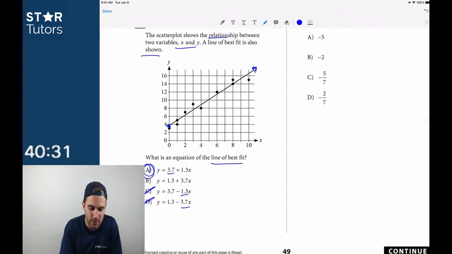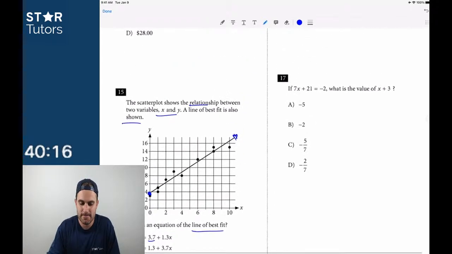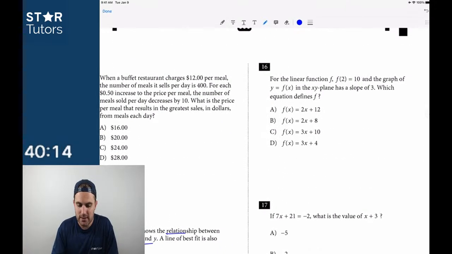Start with the easier part of this. The y-intercept is clearly at 3.7, so whatever's not attached to the x is the y-intercept. So I could have eliminated b and d for the y-intercept being an issue, and then we had a negative slope on c, and we know it's a positive slope. Okay, let's keep going.